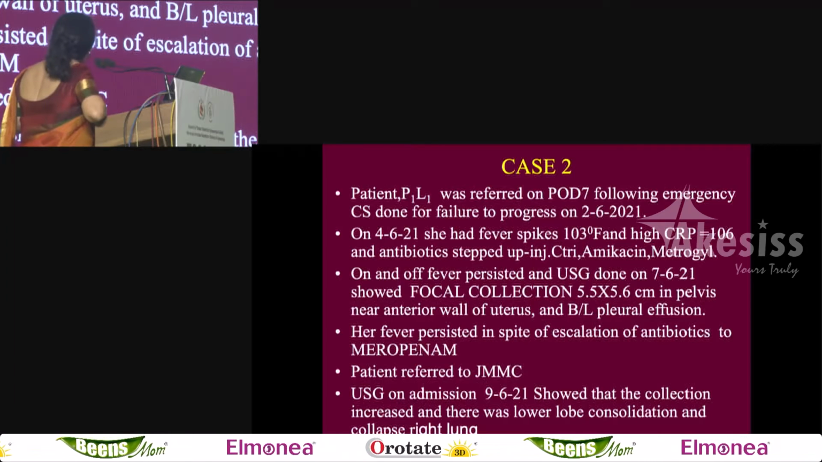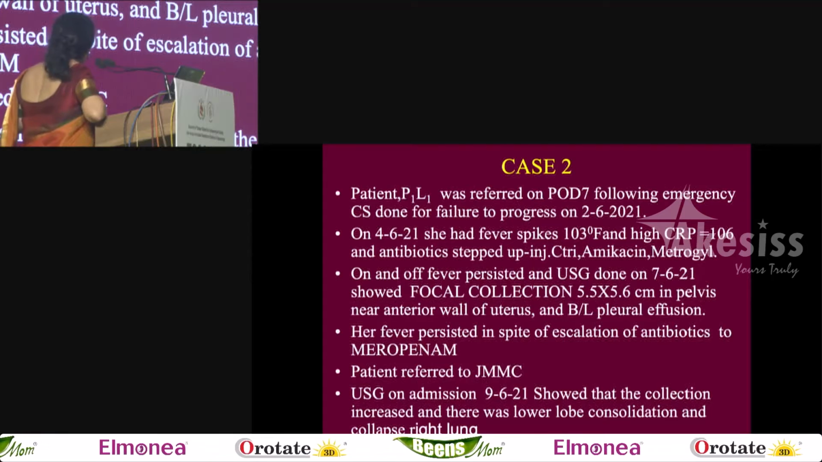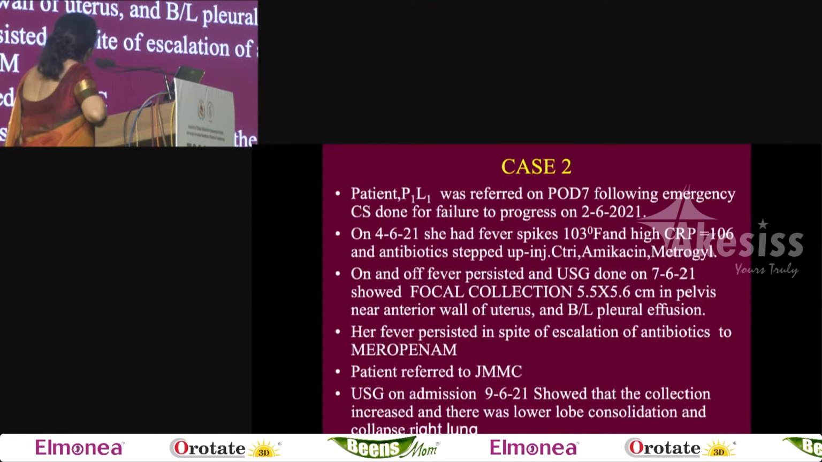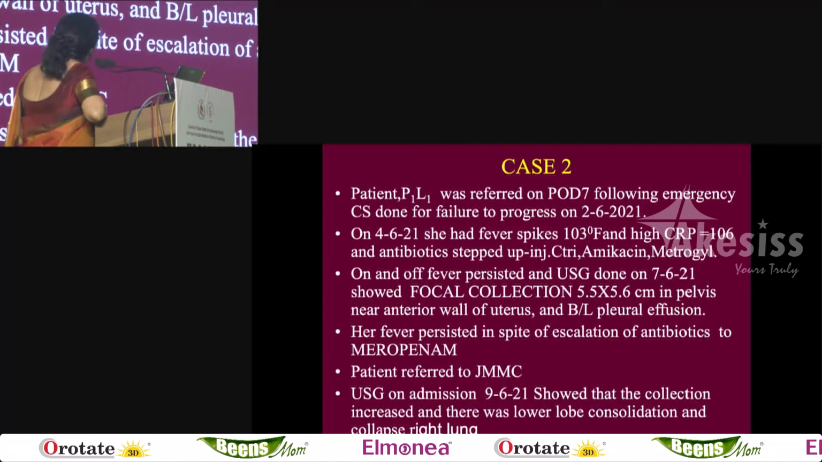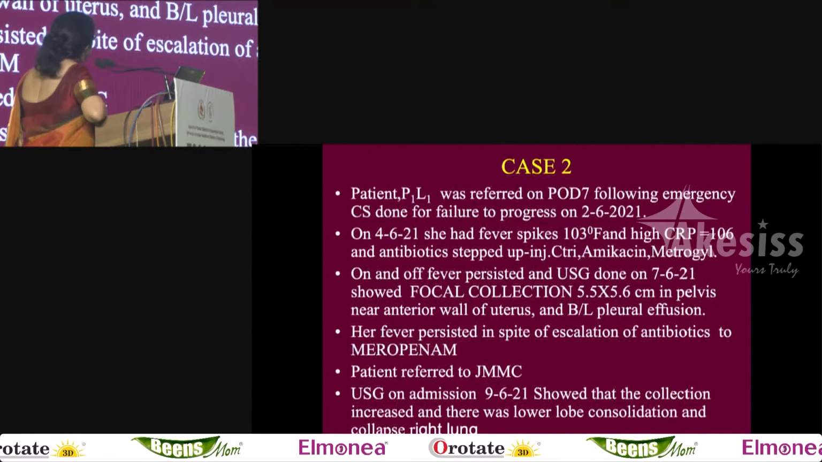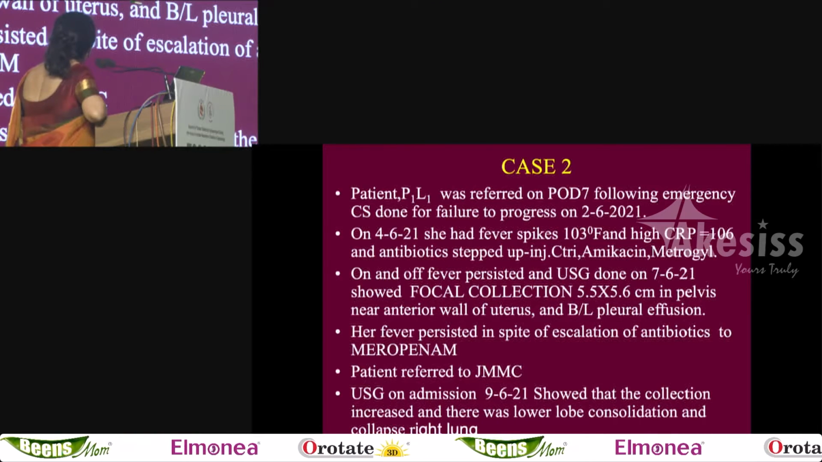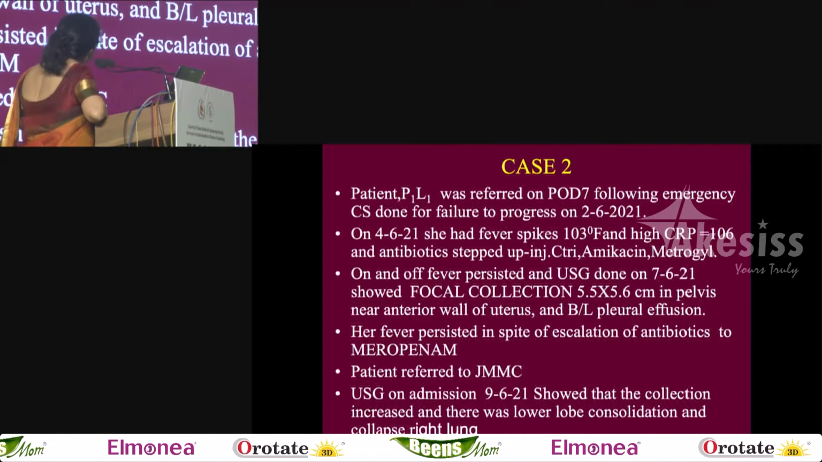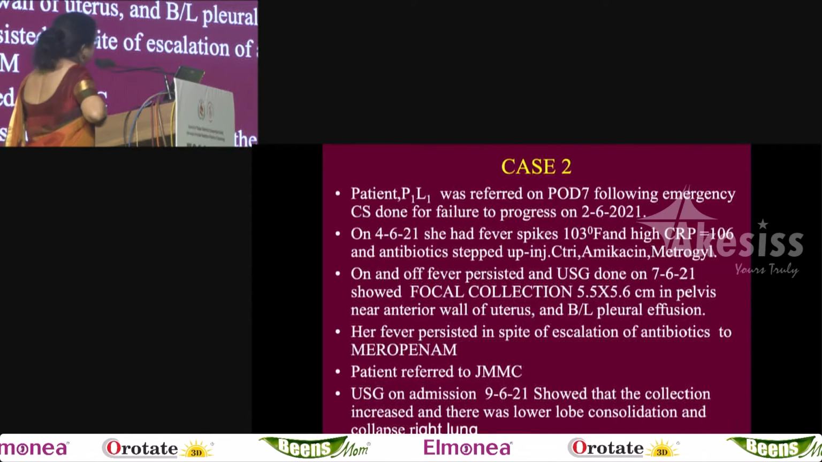Good. On and off, fever persisted, and see, they've done an ultrasound. And they have picked up a focal collection of 5.5 into 6 in the pelvis, near the anterior wall of the uterus. And whenever you do an abdominal ultrasound, you can sometimes pick up a bilateral pleural effusion. So they have picked up that. Her fever persisted, and see what they have done? They have escalated the antibiotics to meropenem. And then she was referred to us, okay?